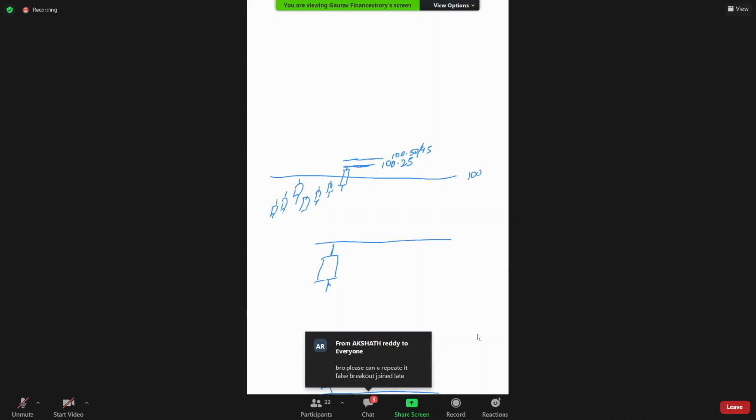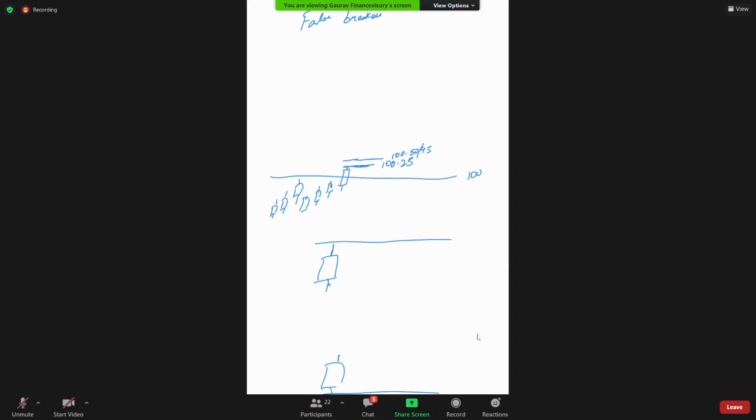If the breakout candle is big, then also we have to stick to our false breakout setup. If the breakout candle is a big one, then also we have to stick to our false breakout setup. Bro, please can you repeat it? Repeat false break. Okay. High of wick or body? High of the wick. Okay, I'll repeat it once again.